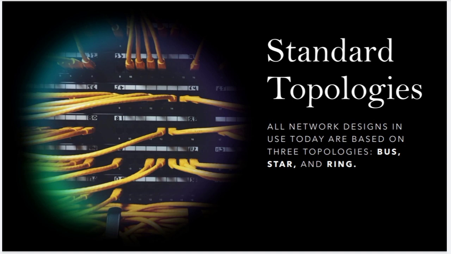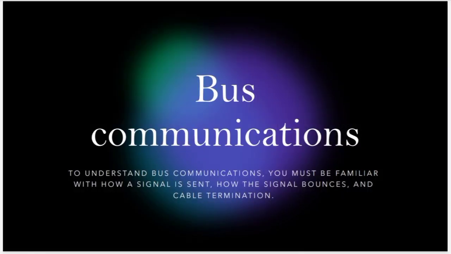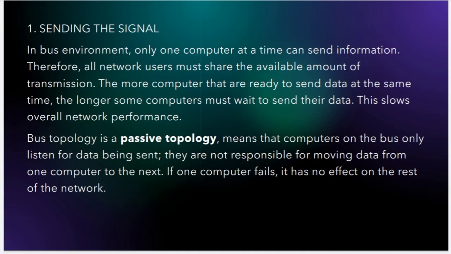All network designs in use today are based on three topologies, which are the bus, star, and ring. Bus, also known as linear bus, is the most common method for connecting computers. All the components of the bus topology connect via a backbone, a single cable segment that theoretically interconnects all the computers in a straight line. To understand bus communications, you must be familiar with how a signal is sent, how the signal bounces, and cable termination. Sending the signal. In a bus environment, only one computer at a time can send information.